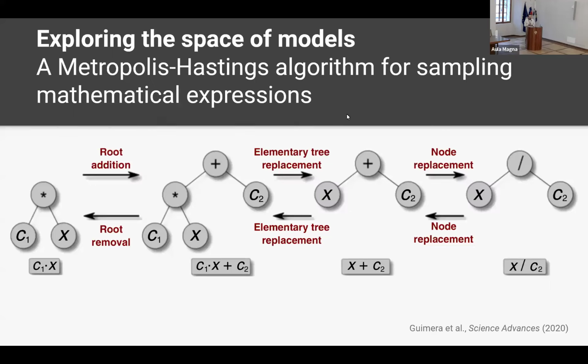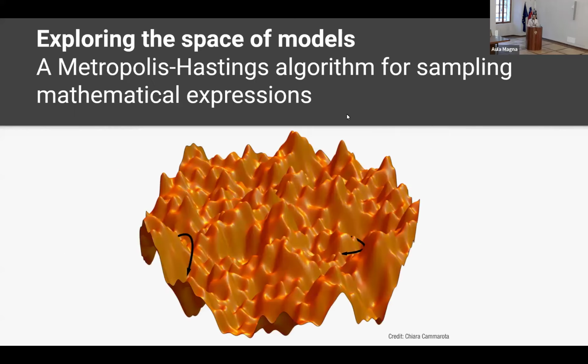Okay, this gives us a way of moving from one expression to another, but we still don't know whether, when we try to move from this expression to this other expression, we are going to accept or not. In other words, we know how to walk this space of mathematical expressions, but we still don't know how to guide the search towards models that are appropriate for the data. But in reality, this is not different from a physics problem. Each expression has an energy associated to it. That is the description length.